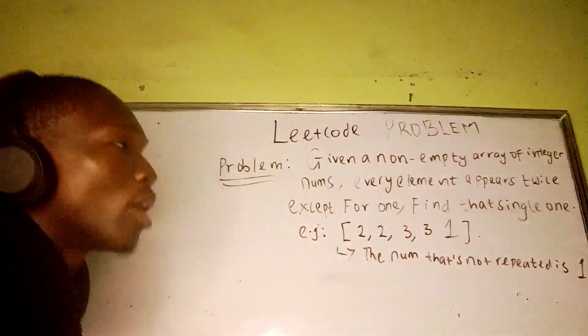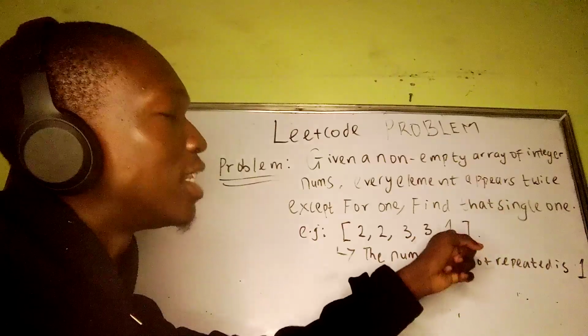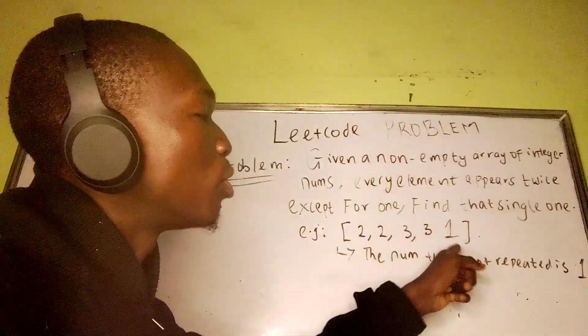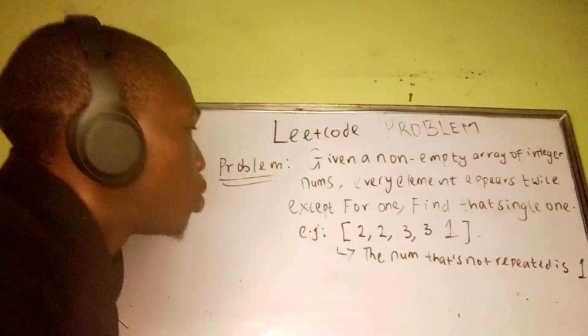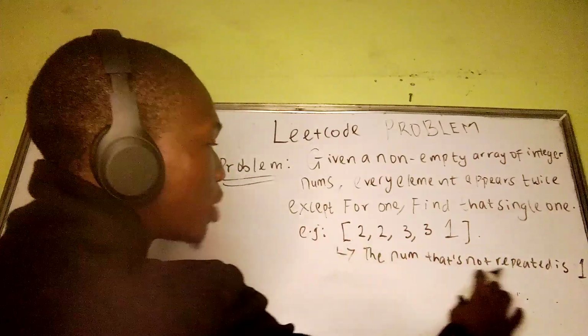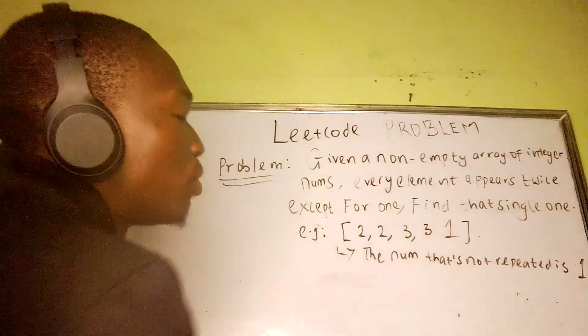So the idea is that we are going to map out an algorithm that is able to determine the number that does not appear multiple times, which is 1. So we've gotten what we want to do. This is an example, so the number that's not repeated is 1. We want to write an algorithm that will help us print out this one.